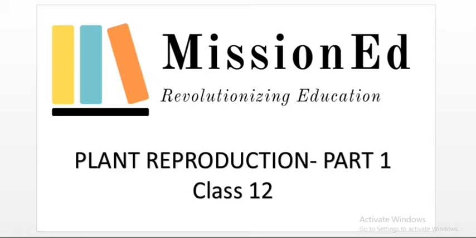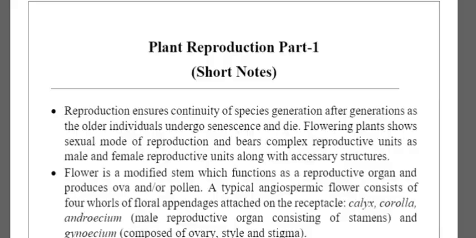Going to have a quick revision of the chapter Plant Reproduction Part 1 of Class 12 Biology. I hope that you have a fair knowledge of the basics of it before we start over here. To begin with, we understand that reproduction is a very important process because it ensures the continuity of species generation after generation, and for flowering plants also it is a very important characteristic that reproduction occurs.